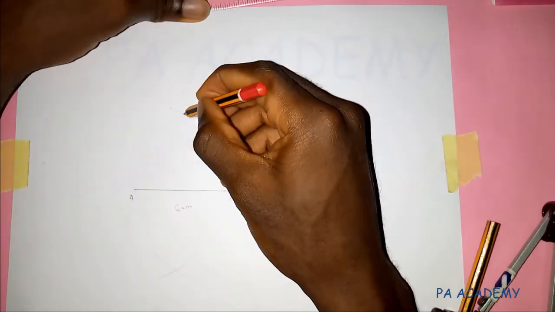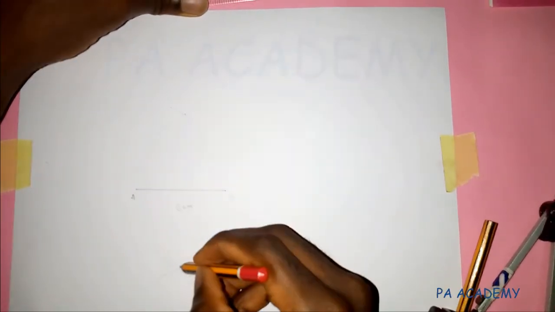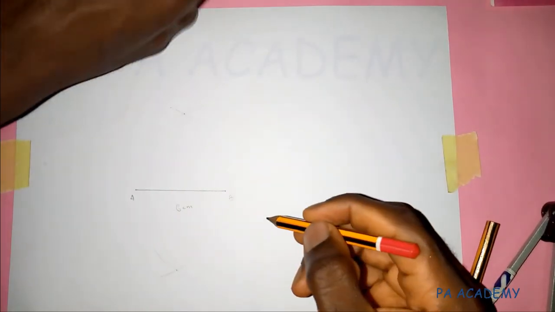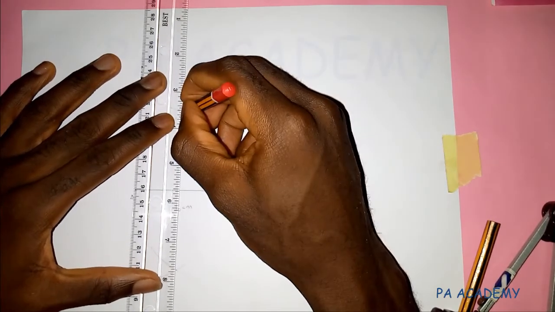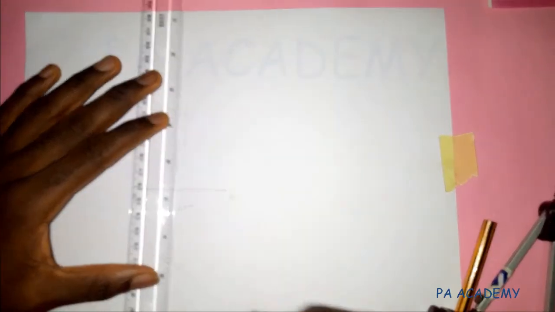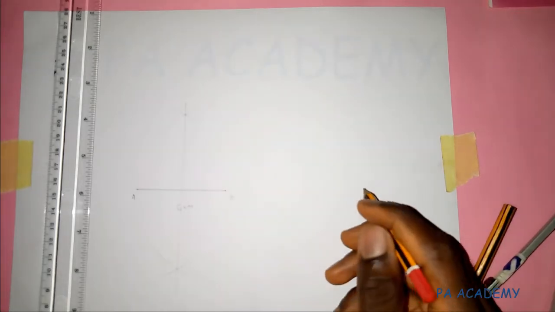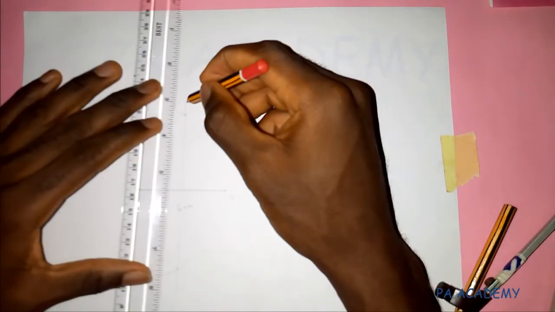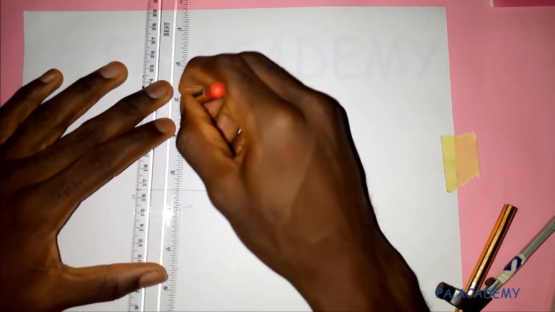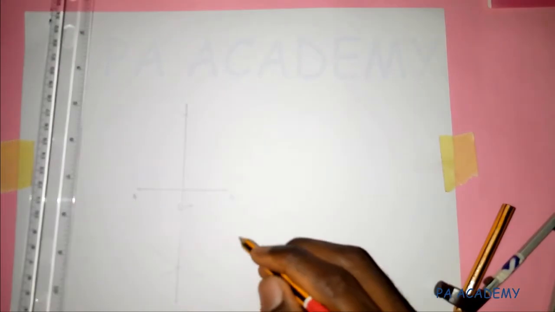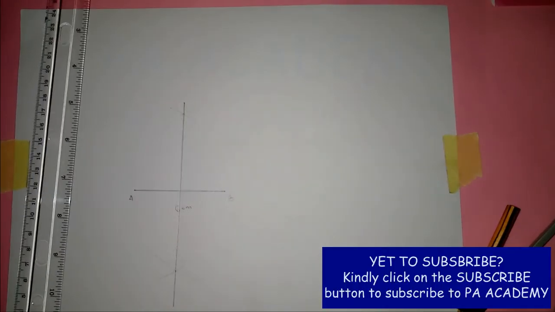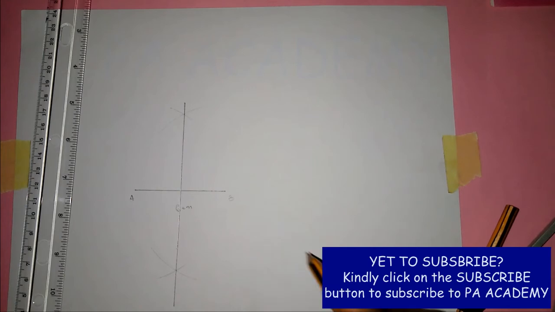So where these two meet, they meet at this point and at this point. So let's draw it down. And I draw it down. So with this now, we've been able to bisect line AB. So this is the bisector of line AB.